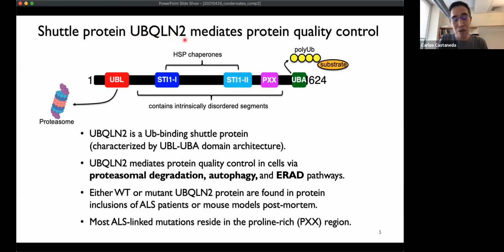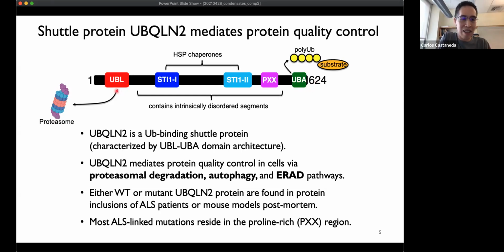And I want to emphasize that ubiquilin is not the same thing as ubiquitin. And I unfortunately realized that the names look almost exactly the same, ubiquilin versus ubiquitin. So there's an L in ubiquilin, and there's a T in ubiquitin. The reason why the names are so similar is because ubiquilin has ubiquitin-like motifs and ubiquitin binding motifs as well.